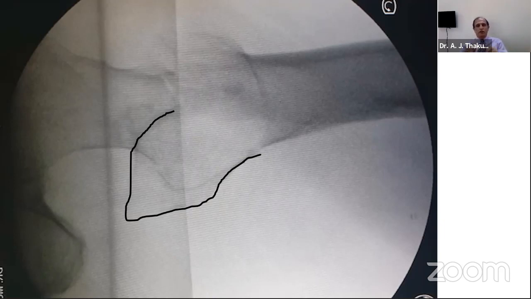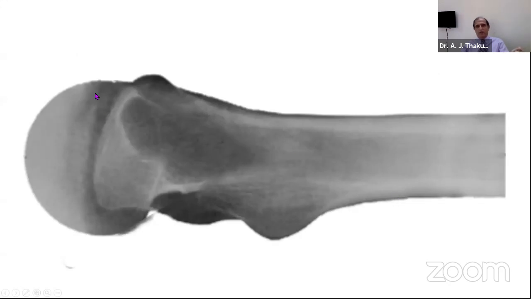Now then, what is true lateral? True lateral is something like this, where the head and the neck and the greater trochanter are all in one line. You see them as one single block. And this is the true lateral. In this, everything that you see is in one plane. How do we get this one?